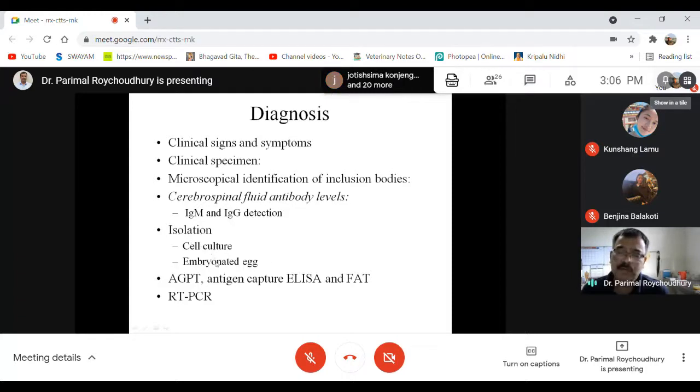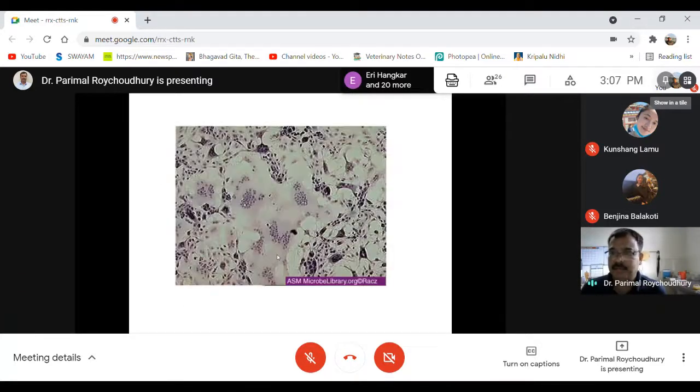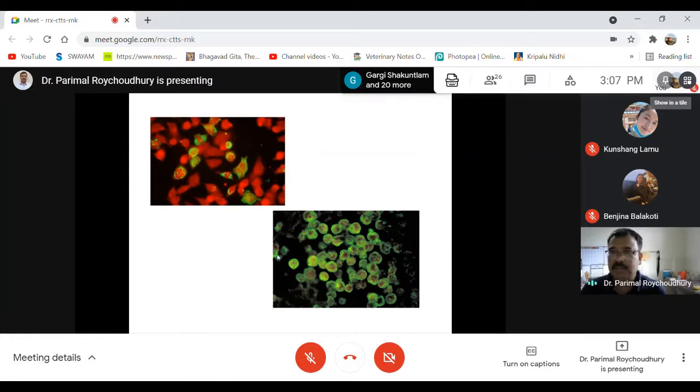And obviously, we can go for cell culture and membrane-derived systems to isolate the virus, and for confirmation by laboratory tests like AGPT, antigen capture ELISA, and FAT test we can perform it. So this diagnostic approach is similar to that for other viral infections. So to say, yeah, this particular slide I just want to focus on. It's an excellent slide on FAT.